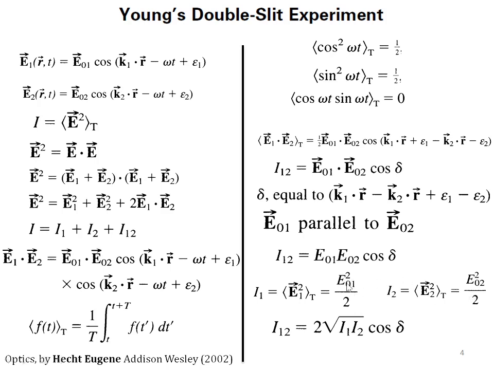Similarly, I2. So I12 we can simplify by using these two. If I take the product of I1 and I2, this will be E01 squared into E02 squared upon 4, right? And what we need is actually E01 E02, so for that we have to take the square root. This multiplied by 2 would give you this one. So I12 is equal to 2 times the square root of I1 I2 times cos of delta. This is a pretty simple rearrangement of the terms, so I am sure you can do this.